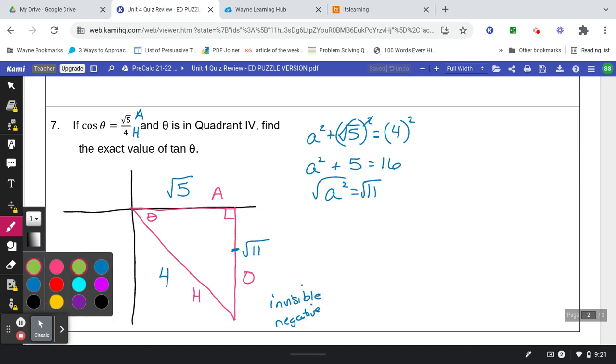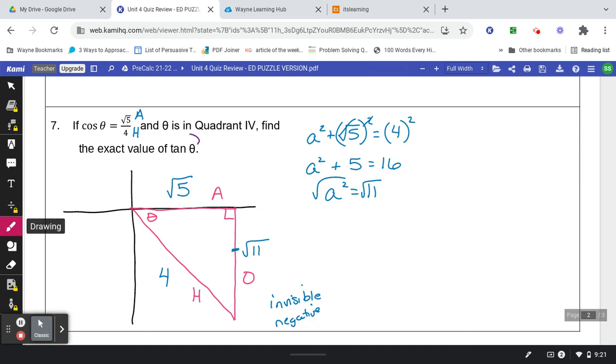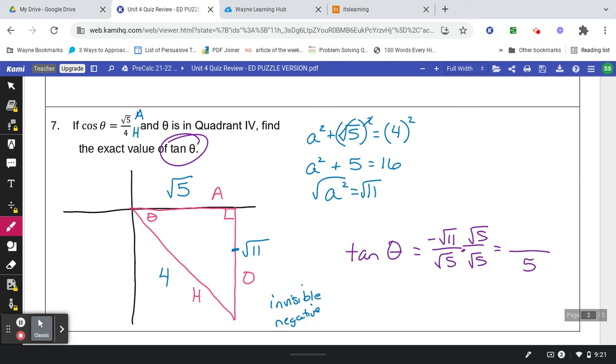All right, once everything is labeled on the triangle, then you're ready to find your final answer. This is asking for tangent. Tangent of theta equals O over A. We'll have to rationalize the denominator. Multiply by square root of 5 over square root of 5. Denominator turns to a regular 5. And up at the top, since both of those are inside the square root bar, we can multiply them together. 11 times 5, square root of 55, bring over the negative. Here's our final answer.